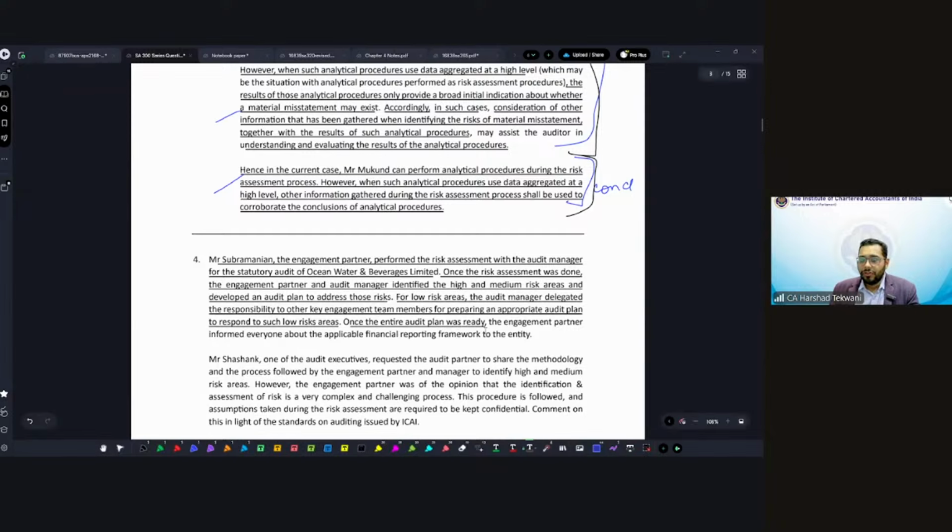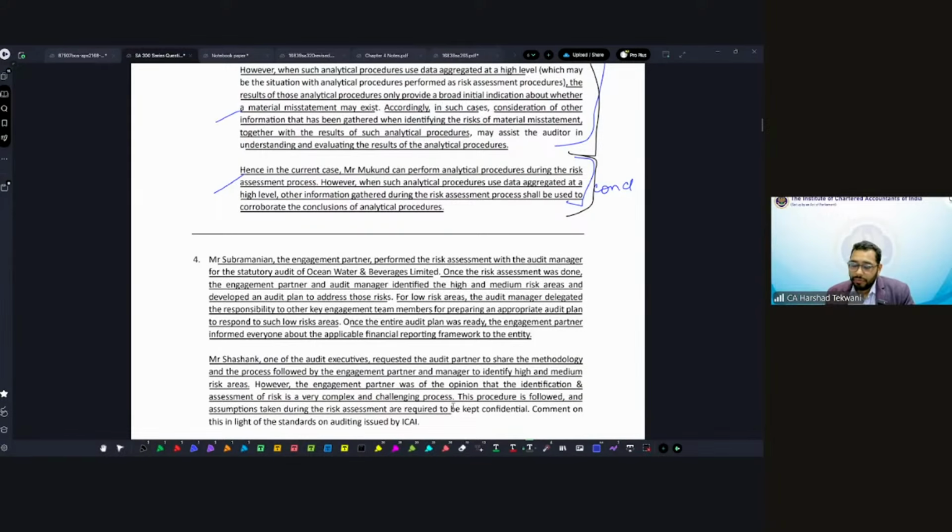Once the entire audit plan was ready, the engagement partner informed everyone about the applicable financial reporting framework, which is applicable to the entity. Mr. Shashank, one of the audit executives, requested the audit partner to share methodology and the process followed by the engagement partner and the manager to identify high medium risk areas. However, the engagement partner was of the opinion that the identification and assessment of the risk is a very complex and challenging process. The procedure followed and the assumptions taken during the risk assessment are required to be kept confidential. Comment on this in the light of standards on auditing issued by ICAI.